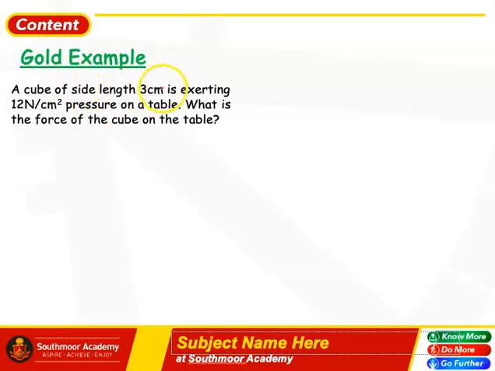So a cube has a side length of 3 centimetres and is exerting a pressure of 12 newtons per centimetre squared on the table. What is the force of the cube on the table? If we're thinking about the table and our cube placed on top, we want to know what the force is between the face that is touching the table and the table. So let's go back to our formula. We have force, pressure and area.